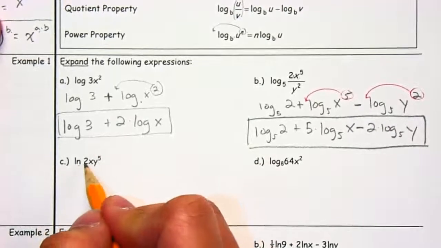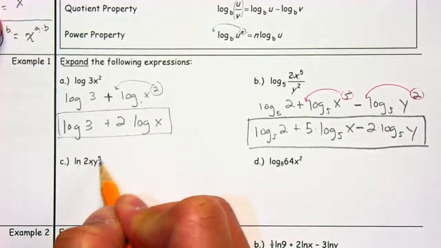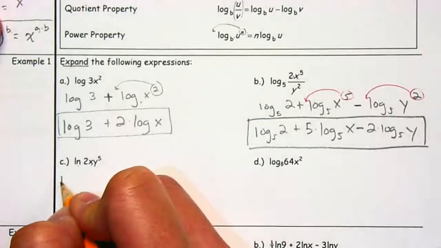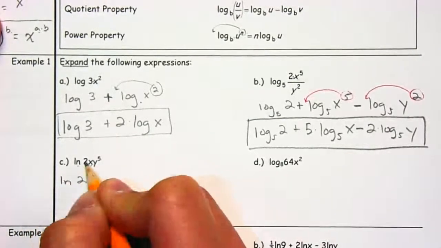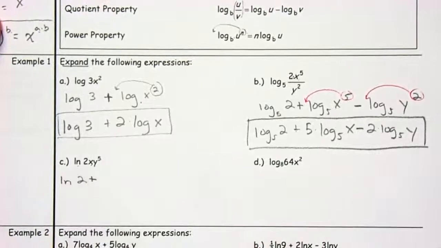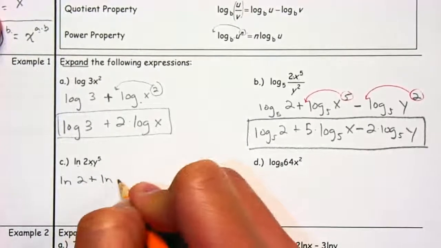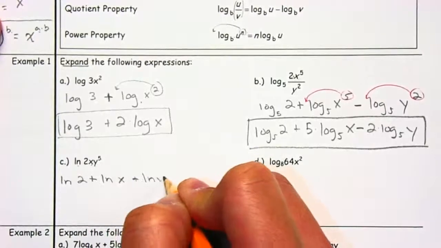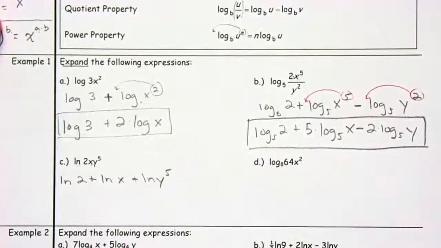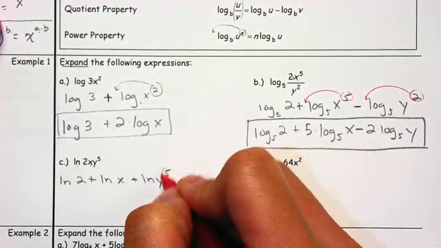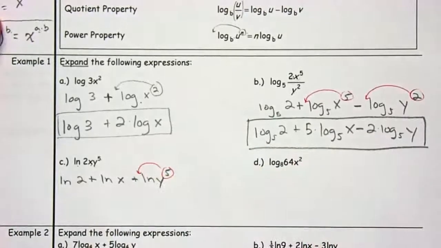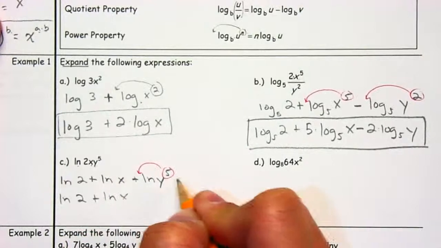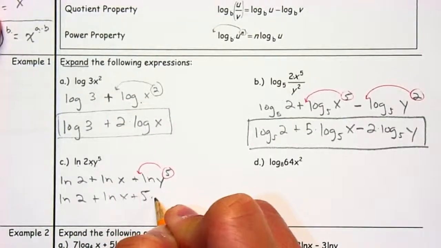What I have here is a 2, an x, and a y to the 5th. So how many logs are we going to have there? Three. I'm going to write it as ln of 2. It's all multiplication, so it's all going to become plus ln of x, and then plus ln of y to the 5th. Then just like before, any exponents, we're just going to drop down to the front. And we get the same, but the only difference is now I have 5 ln of y.